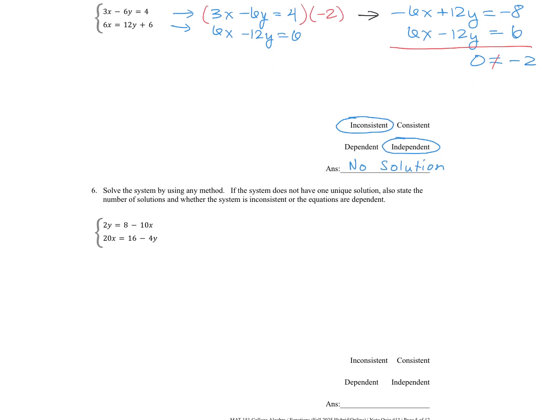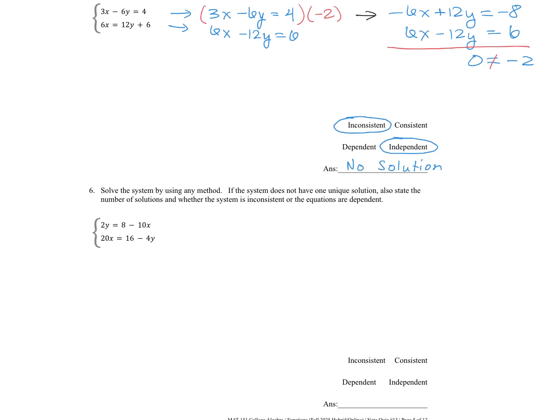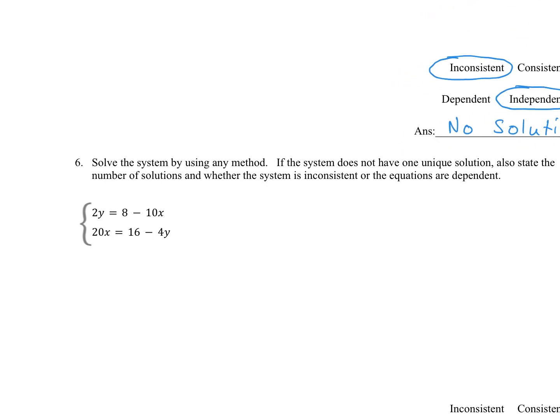All right, so now let's take a look at the next equation. You'll notice the next equation allows us to pick either method to solve. Let's go ahead and use substitution this time around just to make a different variety of problem. So let's take our second equation, and you will notice that I can solve for y very easily. So I've got 20x equals 16 minus 4y.